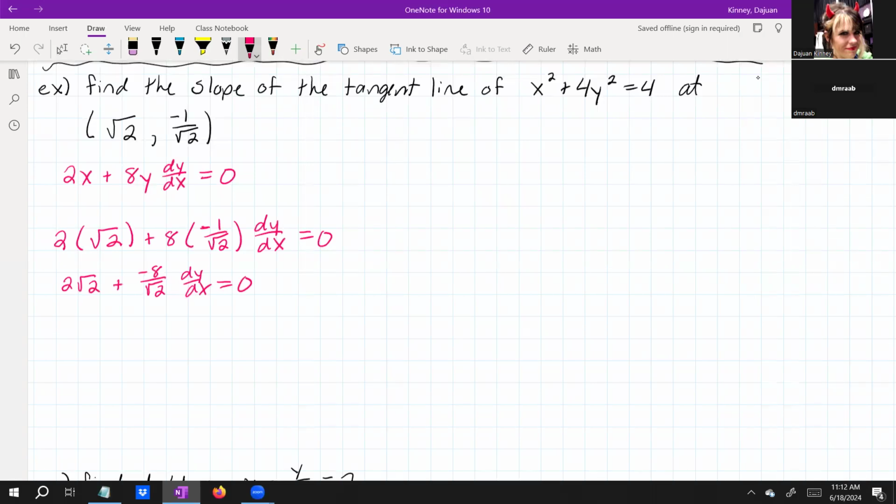Solve for dy/dx. So subtract my 2 root 2. I get negative 8 over root 2 times my dy/dx equals negative 2 root 2. And now I should have left myself a little more space, but we can scoot it over. There we go. I need to get rid of my negative 8 over root 2. So I'm going to multiply both sides by the reciprocal.